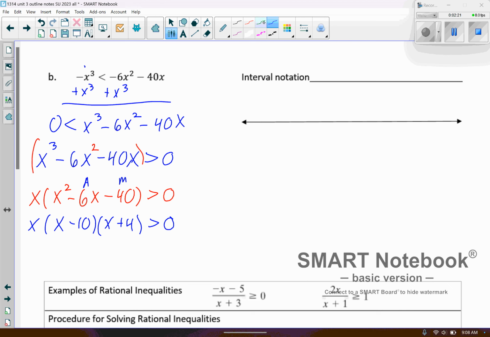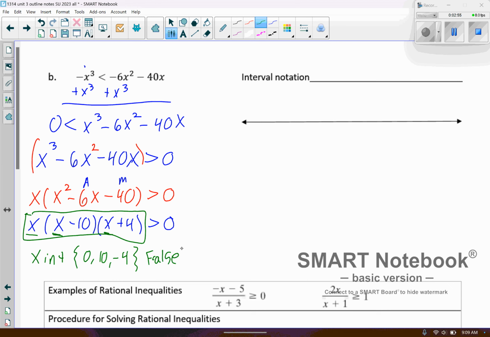And so now I'm going to list my x-intercepts. My x-intercepts would be 0, 10, and negative 4. Those are the three values that would cause the left side to go to 0. Those are my three x-intercepts. And let's see, are those true though? If I plug them in, does it create my inequality? Does it create a true statement? And it does not, because 0 is not greater than 0. So my x-intercepts will not be part of my solution set.